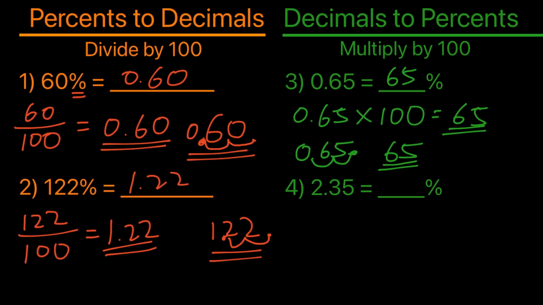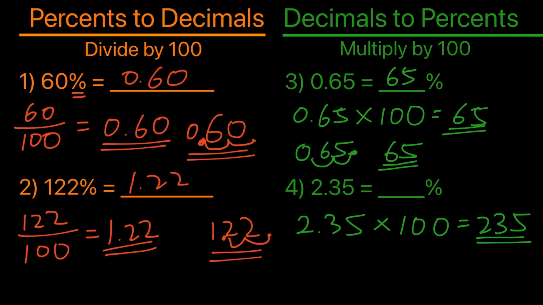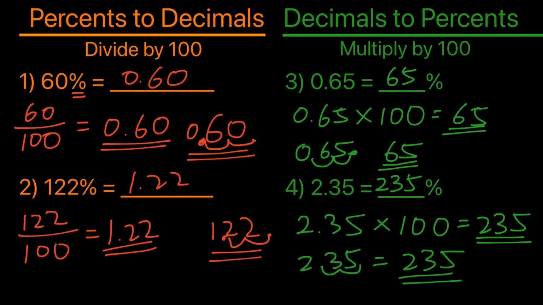Now for the fourth example, 2.35. 2.35 multiplied by 100 equals 235. And using the other method, moving 2 decimal spaces to the right, we will also have 235. So the answer is 235%.